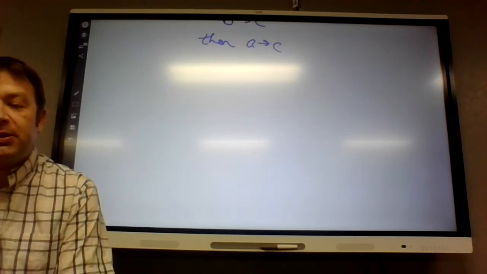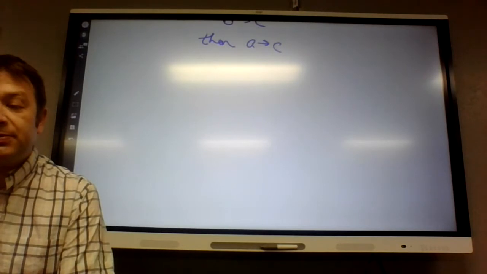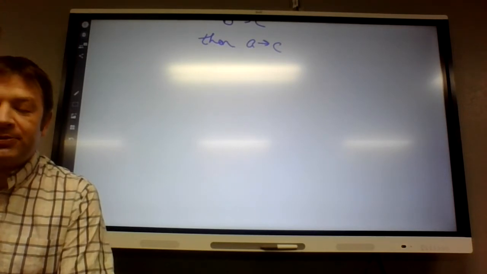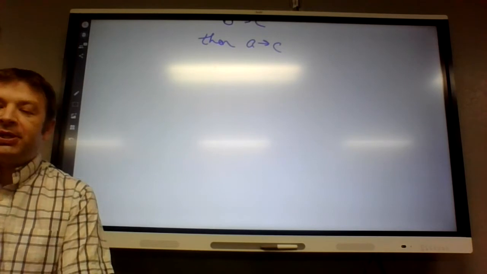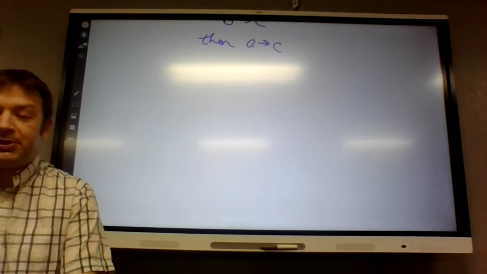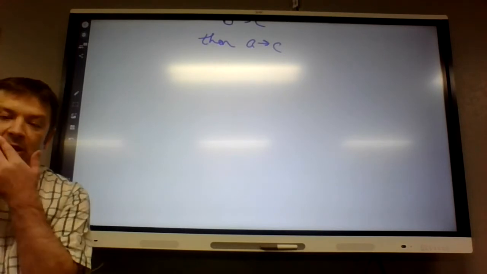Okay, number 7. Classify each deductive argument as modus ponens, that was the basic one, modus tollens, that was the backwards one, or transitivity, that was the A equals B, B equals C, then A equals C thing.